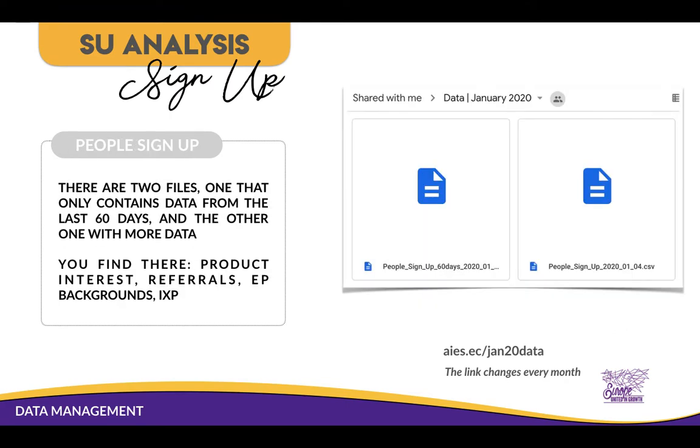Good, so we're going to work with people sign up. There are two different files for people sign up. The first one is 60 days, which contains the data of the last 60 days until the day the file is from. And then we have people sign up, which contains data from, I don't know, could be 2017, 18, depending on the file, but it's a longer period of time. So what you can find here is product interest, referrals, EP backgrounds, and IXP, among other things, but these are the main things that you can find.